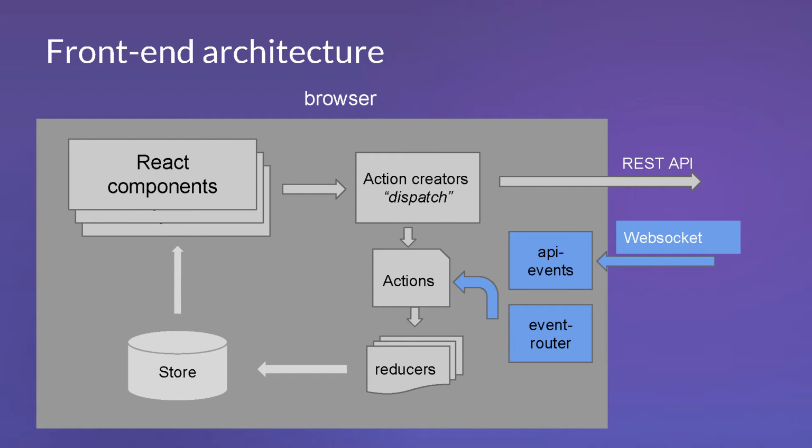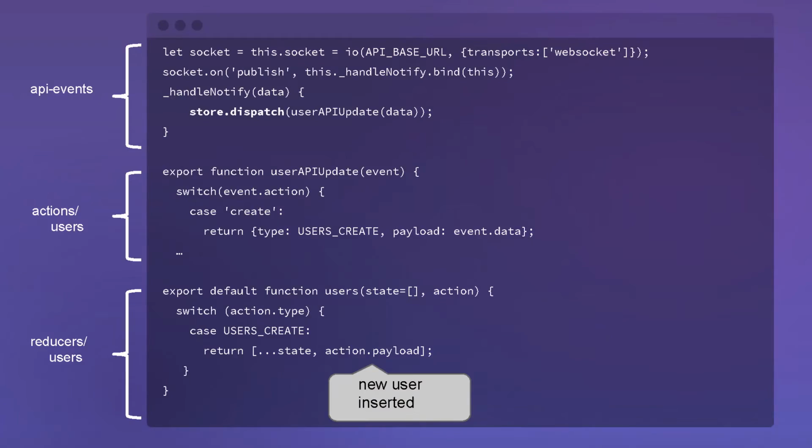All right, so now the front-end architecture. We saw this slide before, and now you can see we've very naturally added in this WebSocket interface. We're going to listen for these WebSocket events, these publish events, and we're going to dispatch new actions into our Flux data flow. So let's see what that looks like. Set up a socket listener, set up a listener for the publish event on that socket, and now call this dispatch from the result of the user API update.